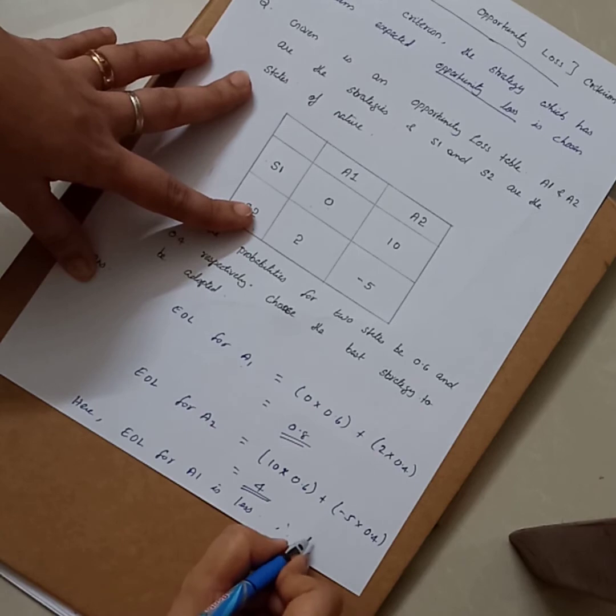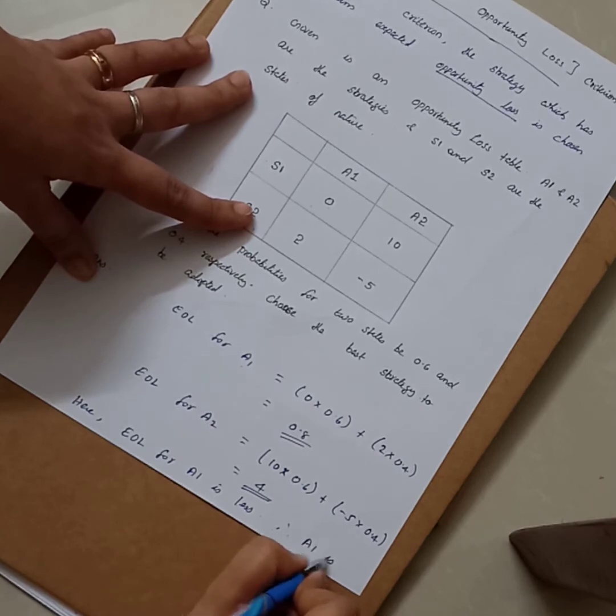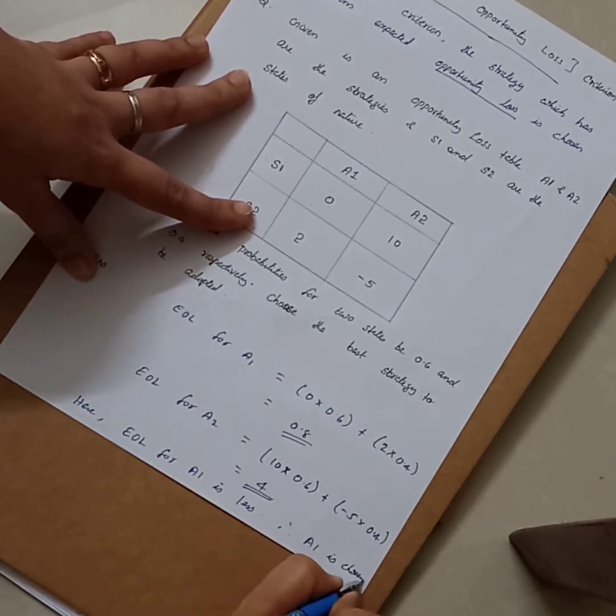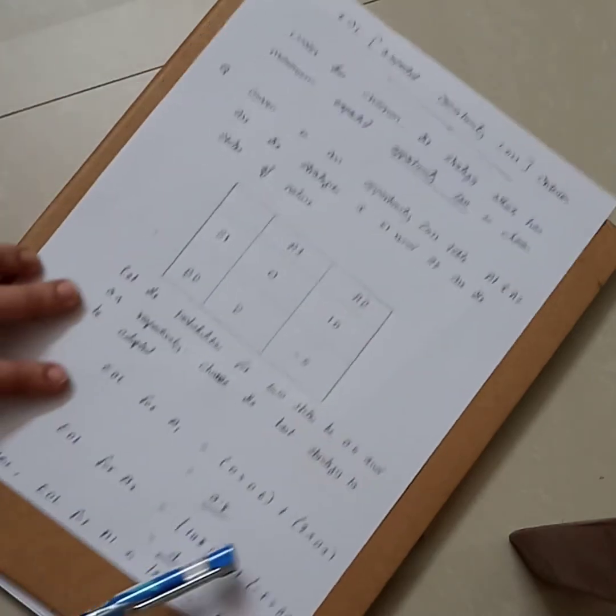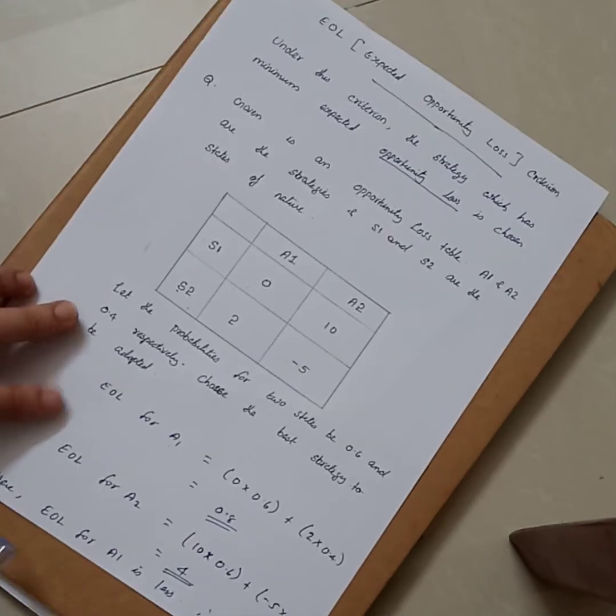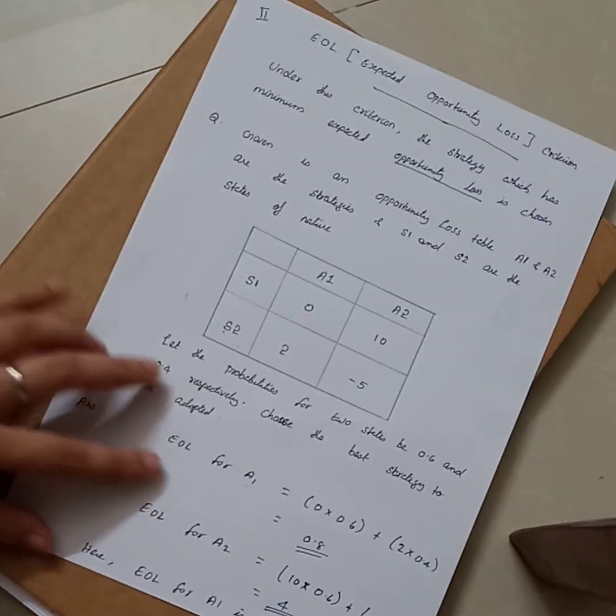Therefore, A1 is chosen. So here we have to take A1 as the best strategy in case of the EOL criterion, that is expected opportunity loss criterion. So it is very simple.